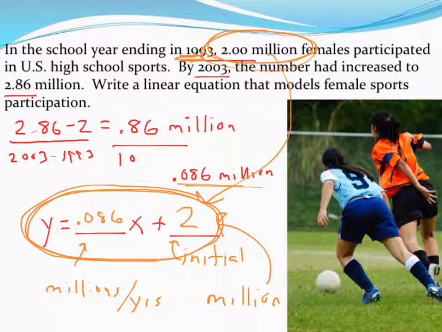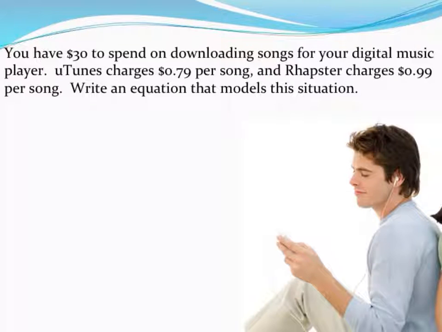Let's go ahead and do one more. This one will actually do an equation in standard form, and as easy as that first one was, this one's even easier. We're going to do this, like I said, in standard form where x and y will be on the same side. So in this case, we have $30 to spend. So that's actually going to be the answer to my equation when I'm done setting this up.